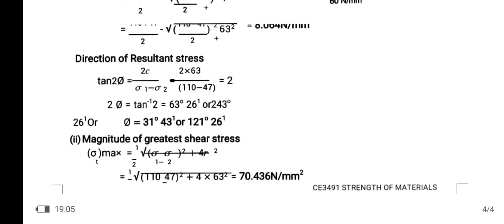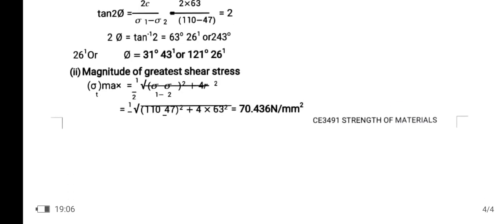Then the direction of the principal stress: tan 2 theta is equal to 2r divided by (sigma 1 minus sigma 2). Therefore 2 into 63 divided by (110 minus 47). Therefore 2 theta is equal to tan inverse 2. So the answer is 63 degrees 26 minutes. So theta is equal to 31 degrees 43 minutes.